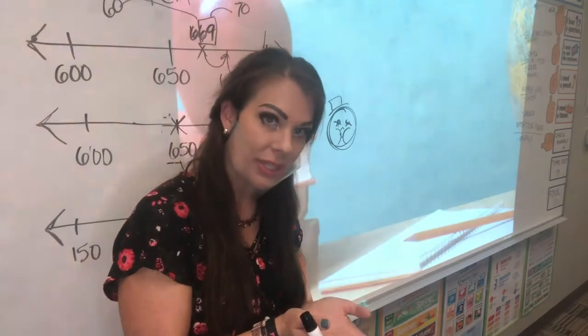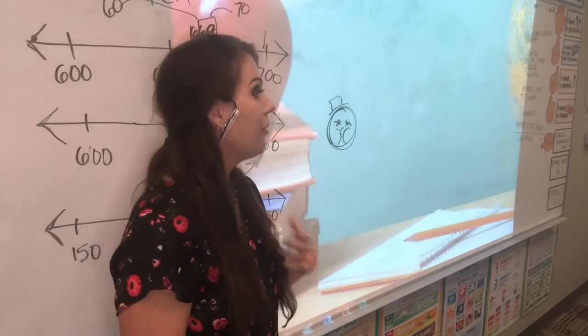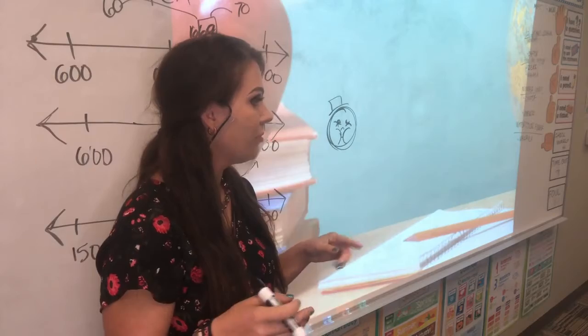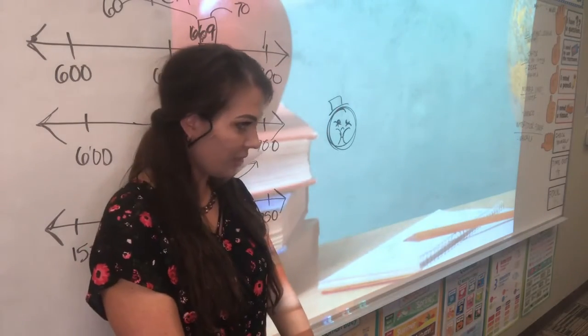5 or more, raise the score. 4 or less, give it a rest. Wait, so if you say 5 or more, raise the score. 4 or less, give it a rest.